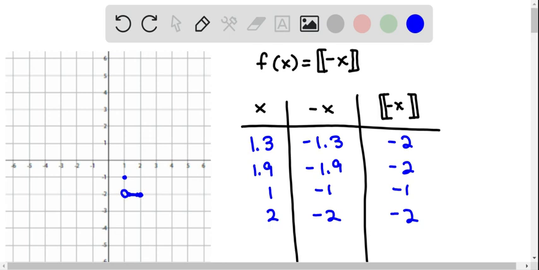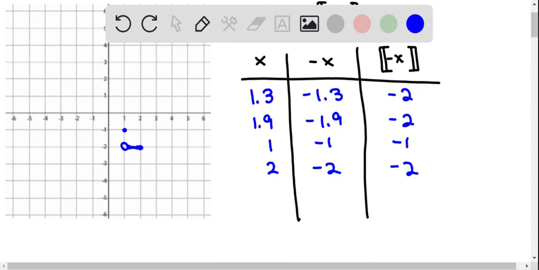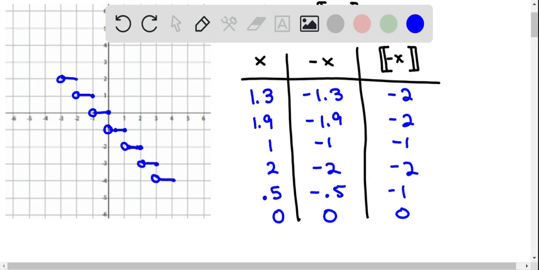Now let's go ahead and try a couple more numbers just to get the pattern. So suppose x is 0.5. The opposite is negative 0.5. And the greatest integer would be the integer below that, so that would be negative 1. So we can plot that point, 0.5, negative 1. Suppose x is 0. The opposite is 0, and the greatest integer would be 0. So we're going to have steps that look like this. And there's our graph.